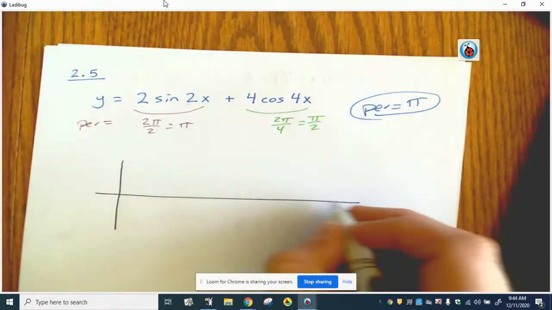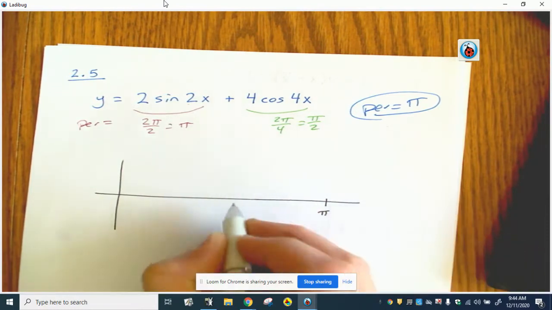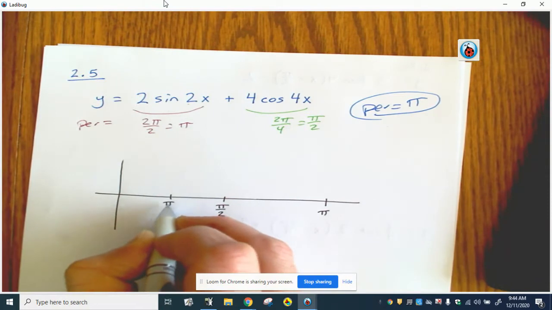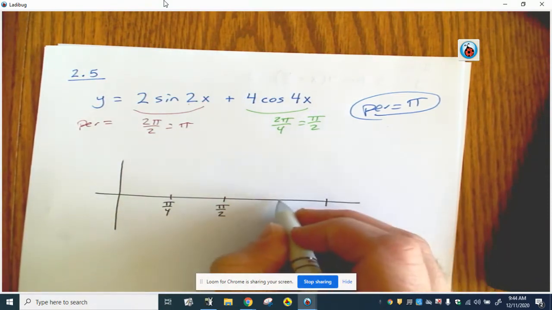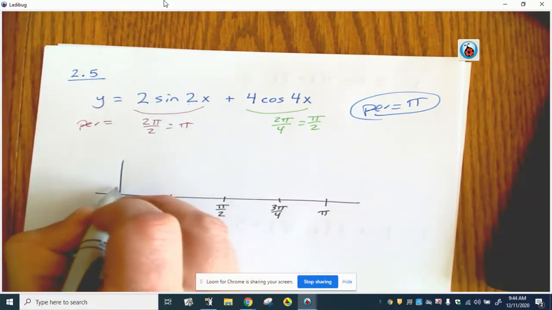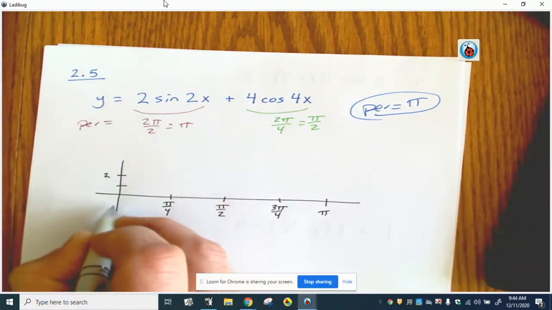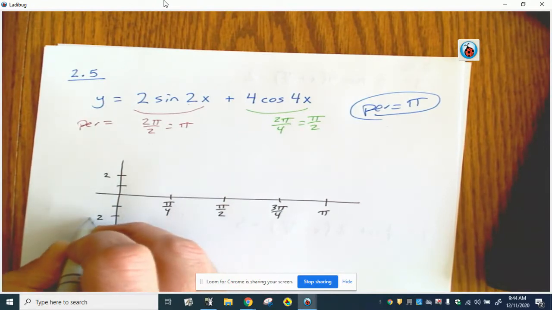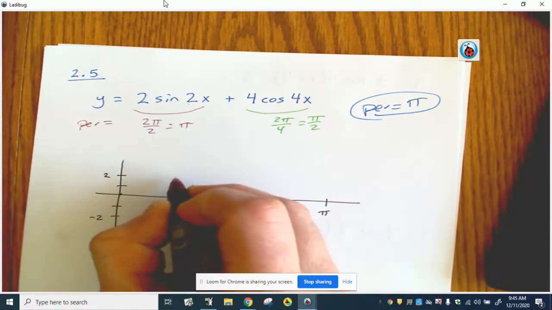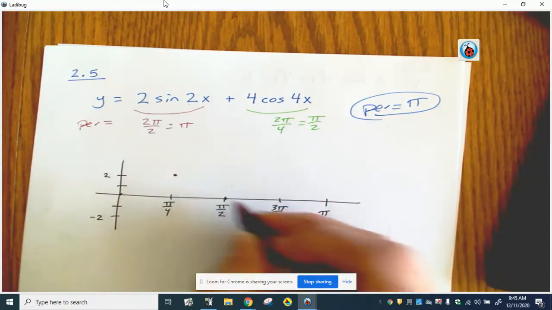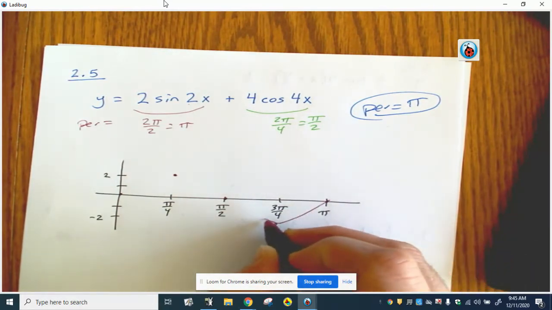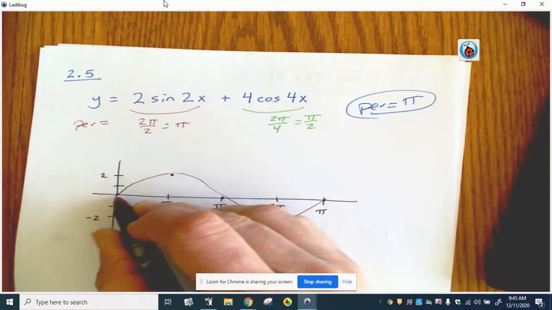I'm going to go out to pi. The midpoint of that would be pi over 2. The midpoint of that would be pi over 4. And then this would be 3 pi over 4, right? This one has an amplitude of 2: 1, 2. Okay, and then I'm going to draw that sine curve. So midline, peak, midline, peak, midline. Draw that curve as best we can.